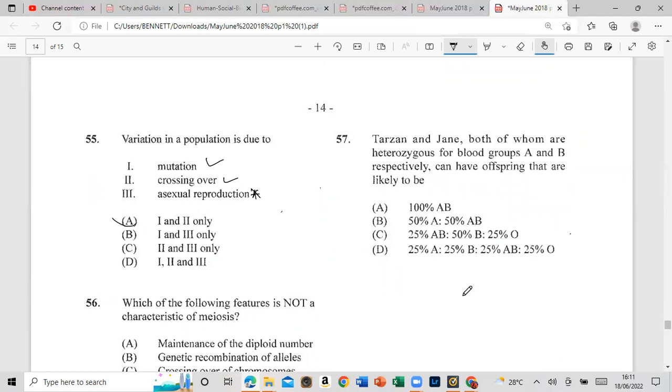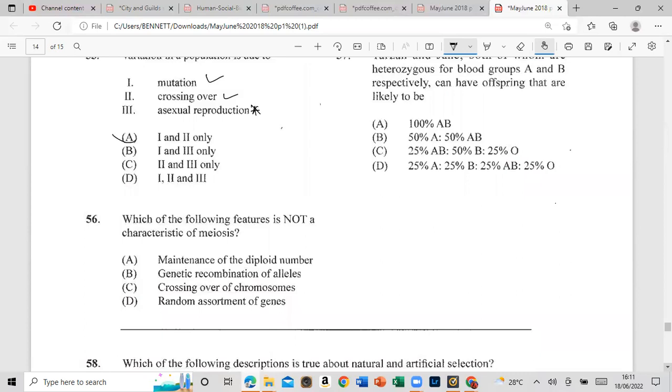56, which of the following feature is not a characteristic of meiosis? A, maintenance of the diploid number. B, genetic recombination of alleles. C, crossing over of the chromosomes. Or D, random assortment of genes. Maintenance of the diploid number. All right, so let's move on to 57.